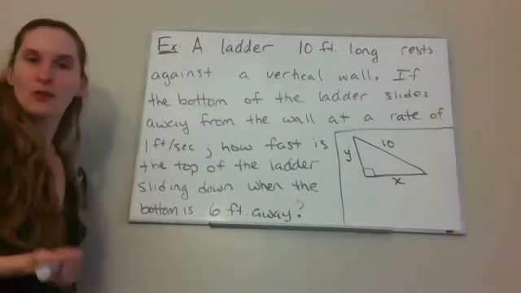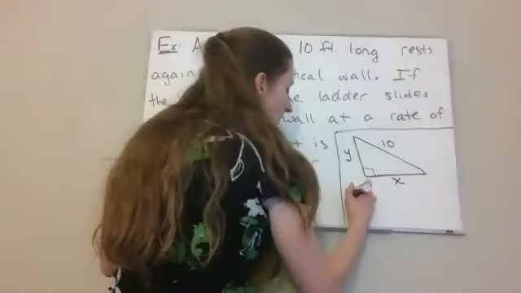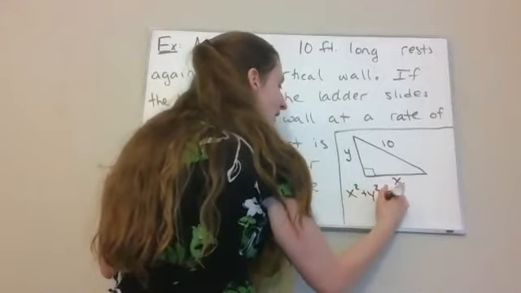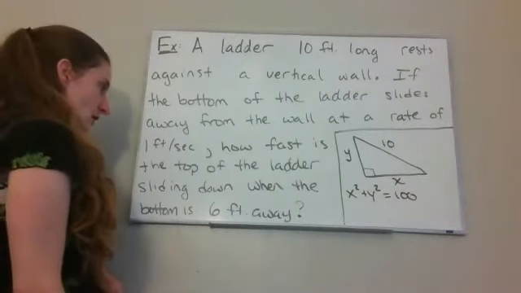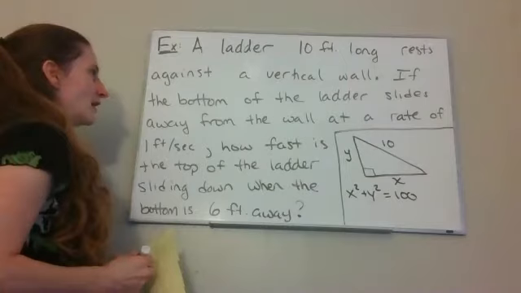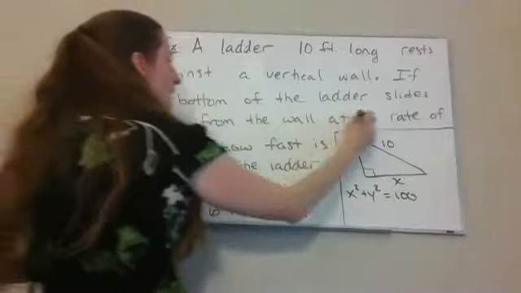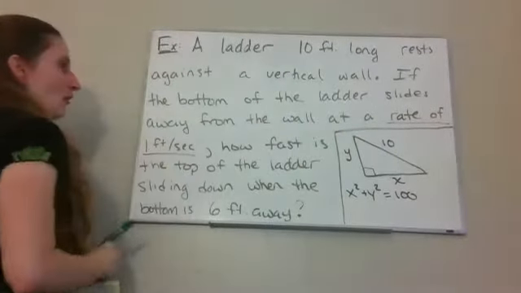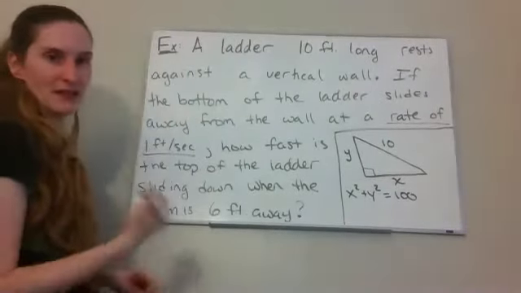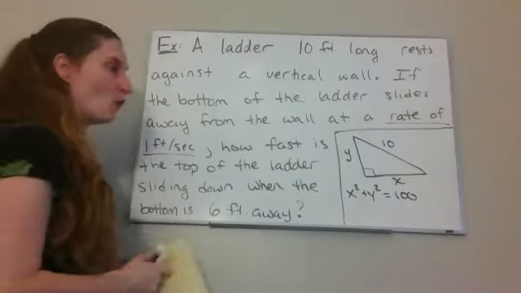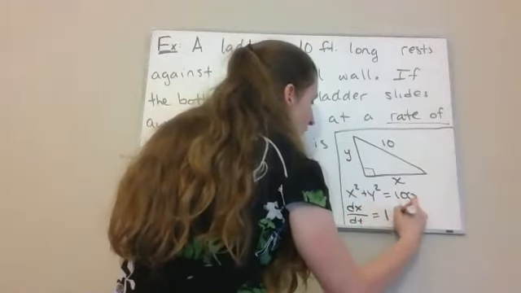So what do I know? Well, we all know the Pythagorean theorem. That's a way to relate some of these sides. We know that x squared plus y squared is going to be 10 squared, which is 100. That's always going to be true. Something else that we know is the rate at which the bottom of the ladder is sliding. So here's my rate. Remember, a rate tells you it's a derivative. If x is standing for the distance that the bottom of the ladder is away from the wall, then I know that dx dt is 1 foot per second.